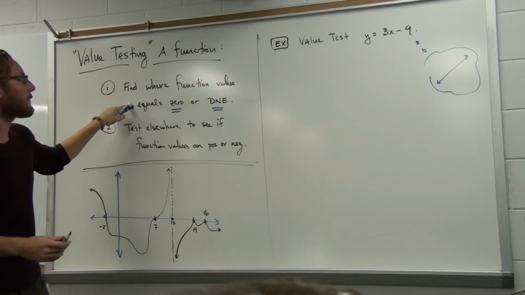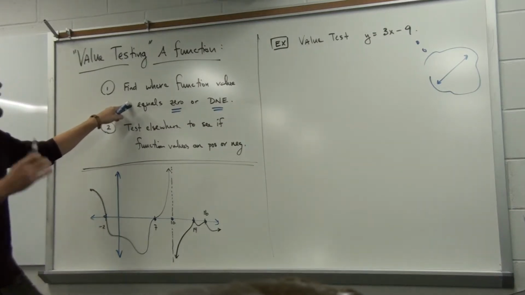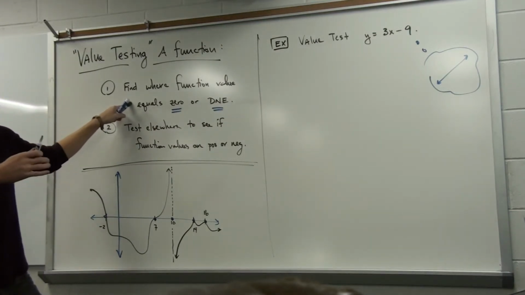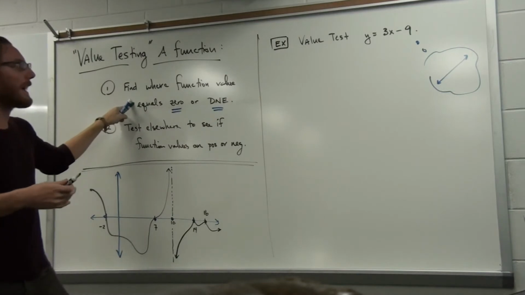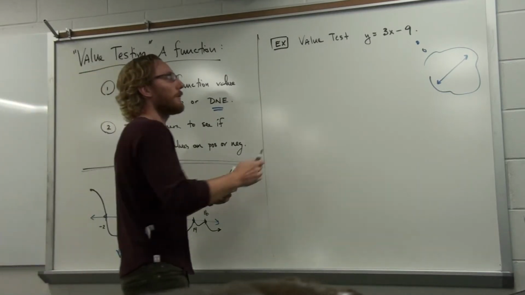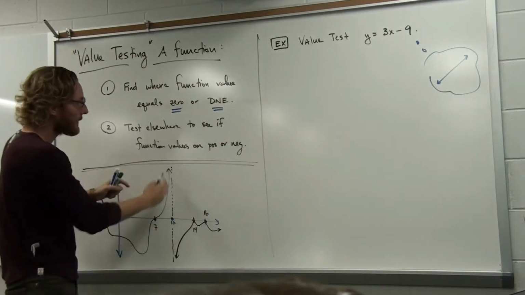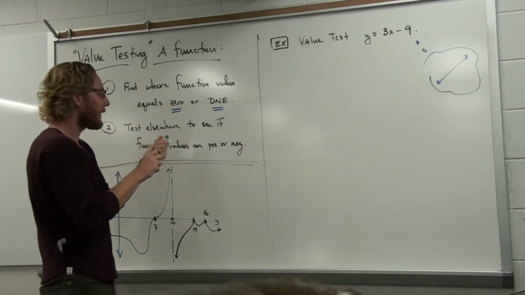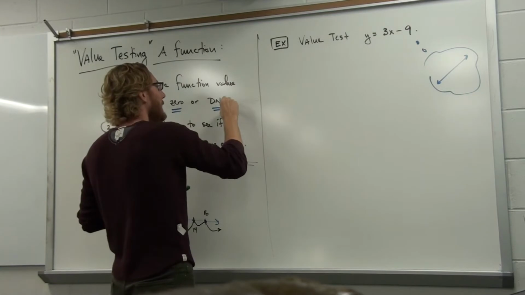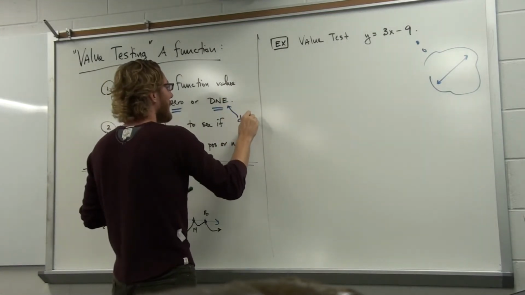So what's the first thing we want to do? We want to find where our function has a value of 0, or where our function has a value that doesn't exist. Now, first off, to know where something wouldn't exist, which doesn't happen quite as often, these are the asymptotic cases, where the function value wouldn't exist is where you have a denominator equal to 0.